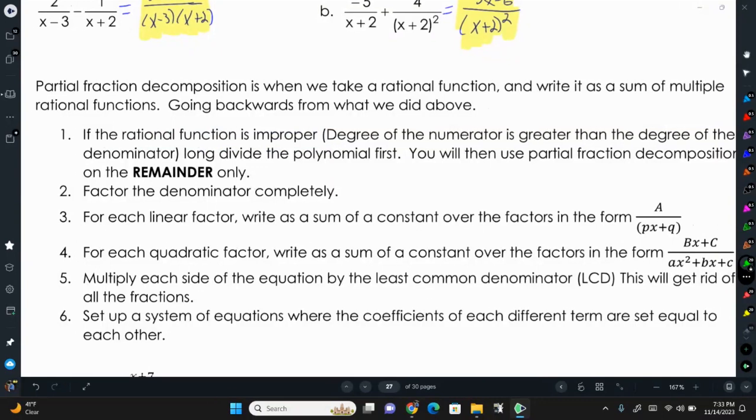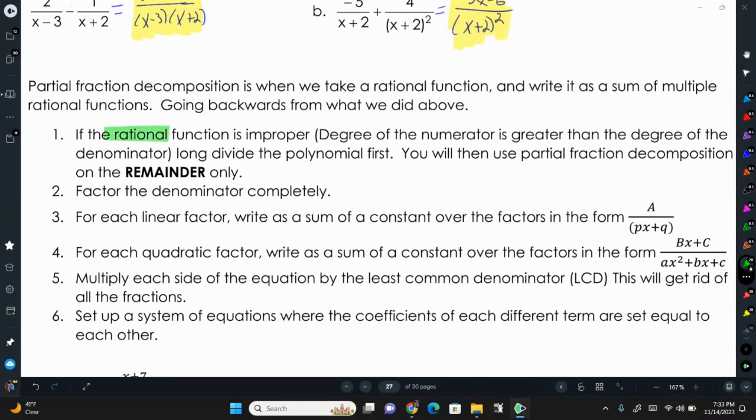First, you must make sure that the function is not improper. An improper fraction means the degree of the numerator is greater than the denominator. If that is true, you must use long division first, and then you use partial fraction decomposition only on the remainder. So not many of them are going to be like that, but I'll point it out when we do.